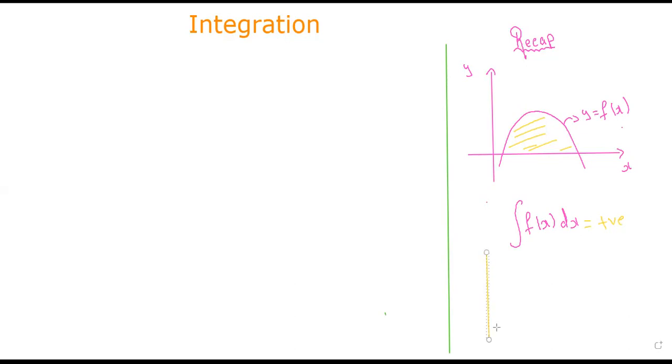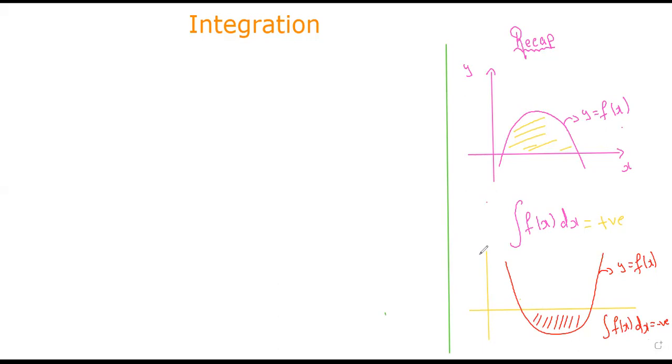Similarly, if I make another graph, and let's say this is the shape this time around, again the equation is y equals f of x. This time, when I integrate the function with respect to x, the area would be negative. This is what we discussed in the last class, and I am explaining it again for those who missed it. Do not worry, you'll understand that. Okay, now I'll tell you.